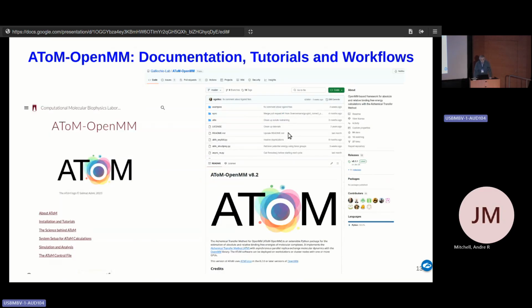Okay, so at least in our implementation, we have a GitHub site, a website with documentation. Anybody can go there, download it, install it, run it. We have examples and tutorials. It takes some effort to keep them up to date, but we do our best.